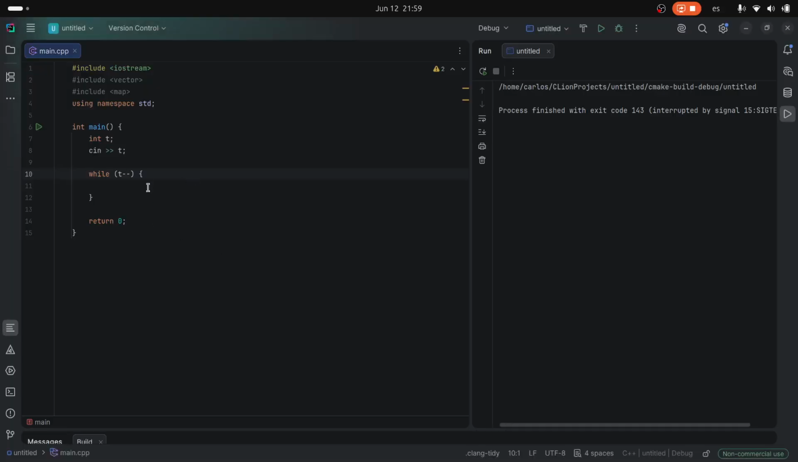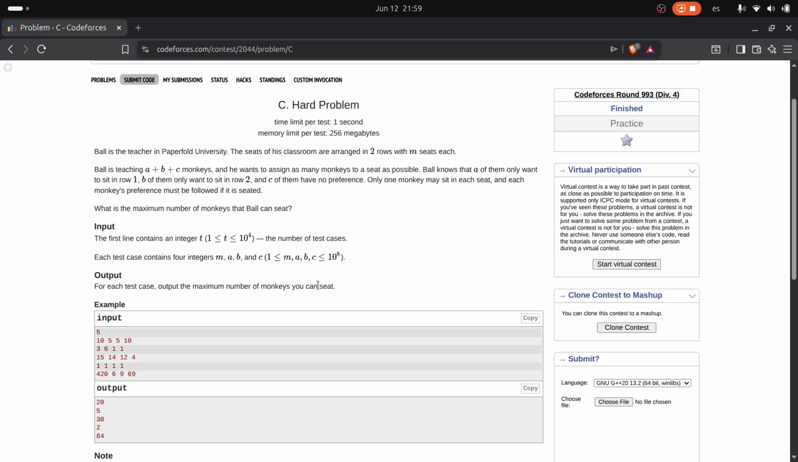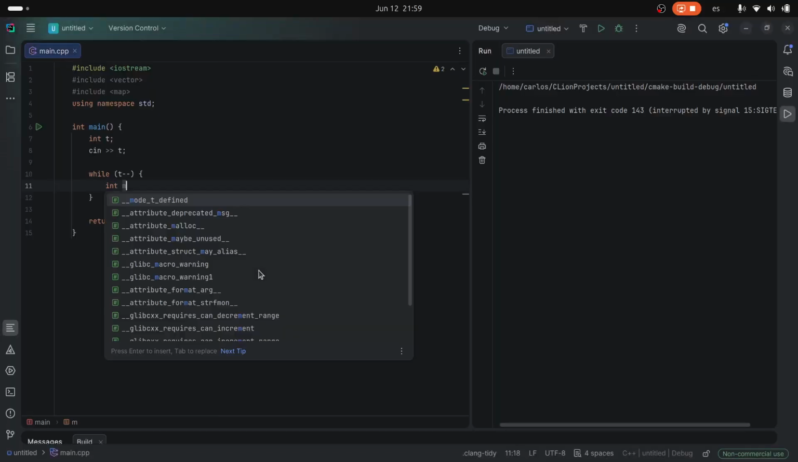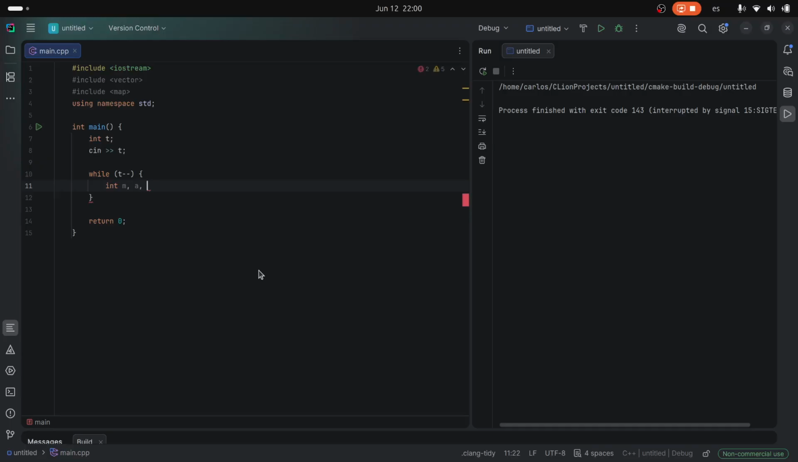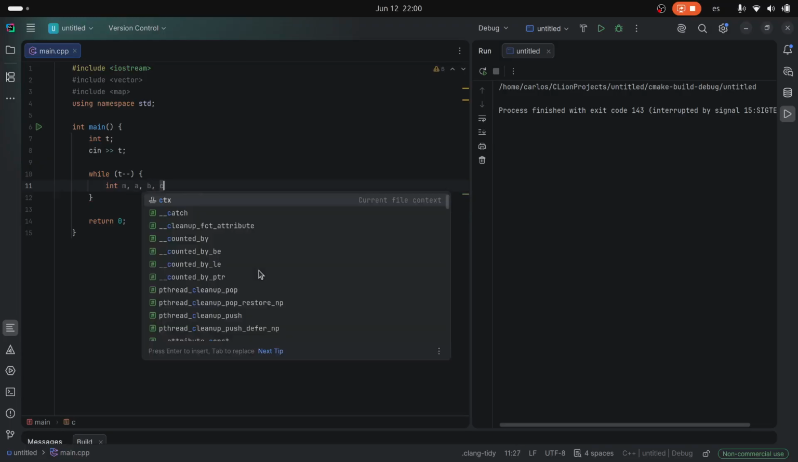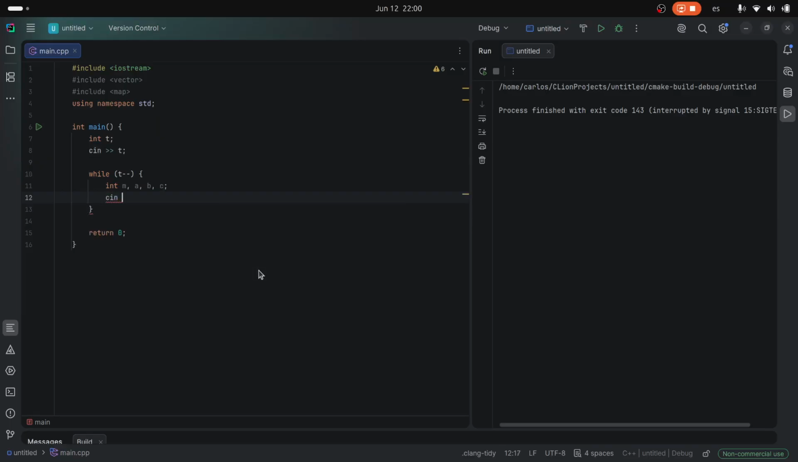As you can see, I already have some basic boilerplate for the test cases, and we're interested in taking these values. Let's say int m, a, b, and c, and then we will take them from the standard input, very standard stuff. So that would be four values total. Great. So now, let's think about it.